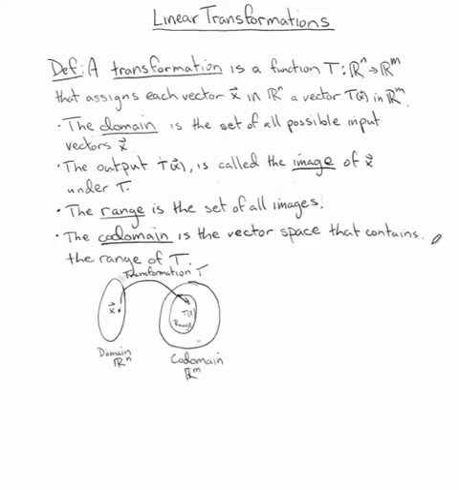The codomain is different, right? The codomain is the vector space that contains the range of T. So my codomain here is Rm, which might or might not be the same thing as my range. The idea is that if this point denotes some vector that lives in Rn, T transforms it, taking it to Rm, to this other vector T(x), and all the places that I could go make up my range.